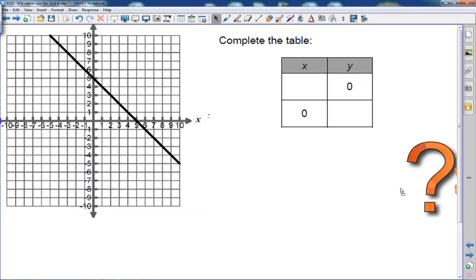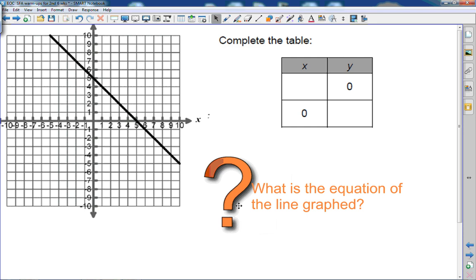Here's another one. What is the equation of the line graphed? First off, let's look at this. Right here, with the y number being 0, that's on this axis. This is your x-intercept, and it crosses right here at 5, 0. Then I have 0, something. That's your y-intercept because it's going to have a number in the y. So I go up here, there it is, and it is at 5.